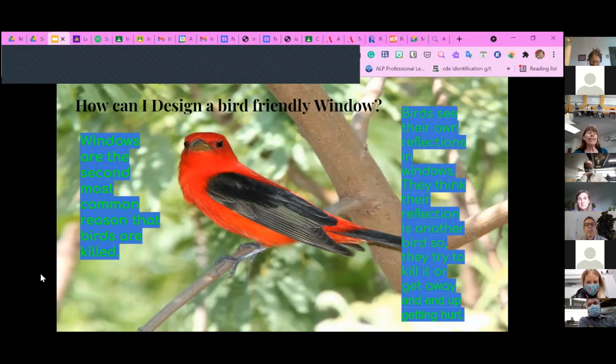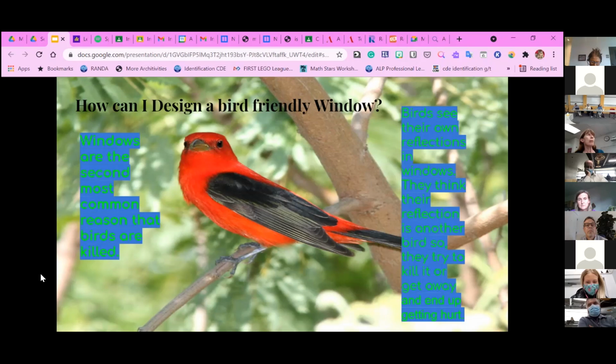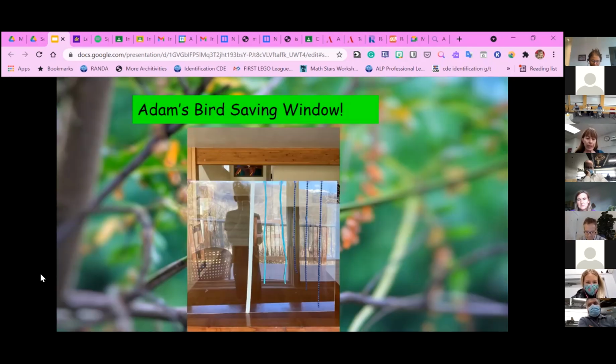do that anymore. Okay, and so Adam wanted to find a way to help birds not fly into windows and get hurt. And so he's been doing his research on that. And so he actually created this plexiglass window that he's going to experiment with at his home.